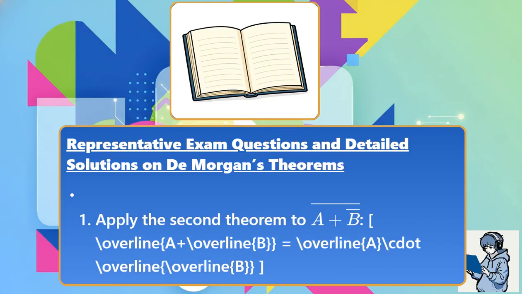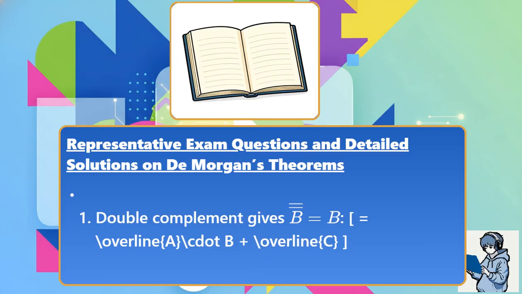Step 2. Apply the second theorem to NOT(A + NOT B). NOT(A + NOT B) equals NOT A AND NOT NOT B. Step 3. Double complement gives NOT NOT B equals B, so the expression becomes NOT A AND B + NOT C. Thus the expression is proved.